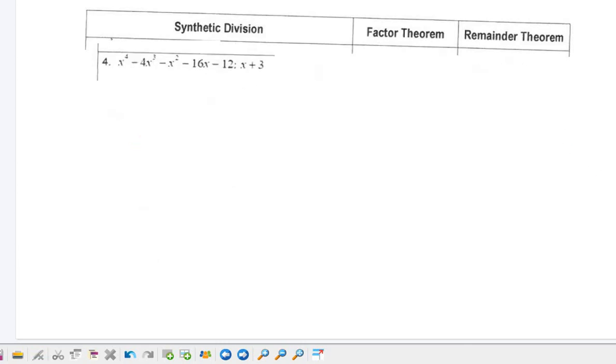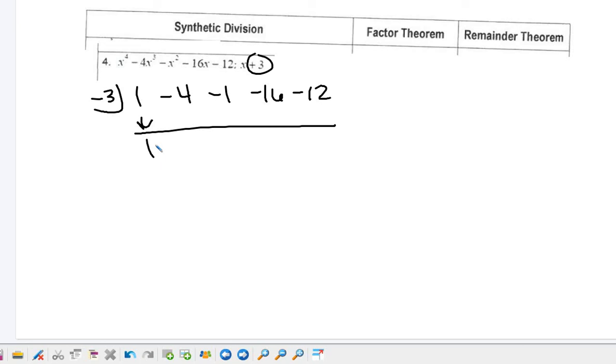So number 4, did I answer the question? Yes, okay. So opposite, so negative 3 in the box, 4, 3, 2, 1, 0. So 1, negative 4, negative 1, negative 16, negative 12. So again, whether it's asking factor or remainder theorem, the work is the same. It's what you learn from the work that's different. So multiply, add, multiply, add, multiply.